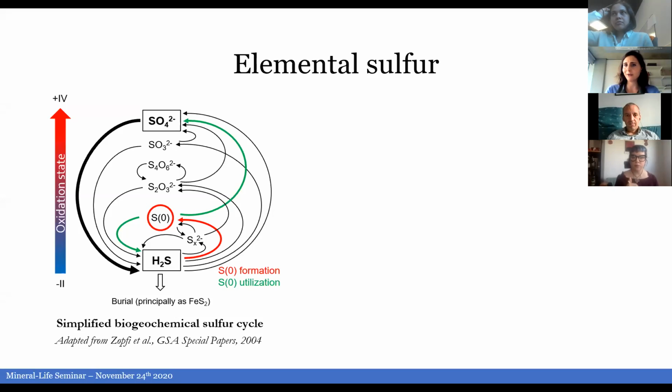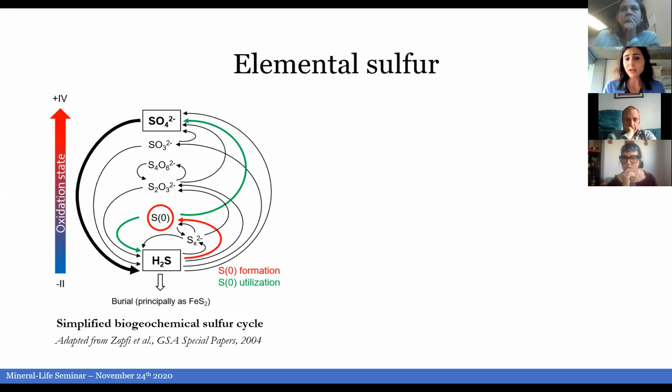Really going back to the sulfur cycle, which is a complex cycle. Sulfur can have many different oxidation states, from the very reduced sulfide to the more oxidized sulfates. And between those two extremes, you have a lot of intermediates. And today we're going to focus on elemental sulfur, which is actually the more abundant of these sulfur intermediates in most environments. And elemental sulfur is formed by oxidation of more reduced sulfur species like sulfide.